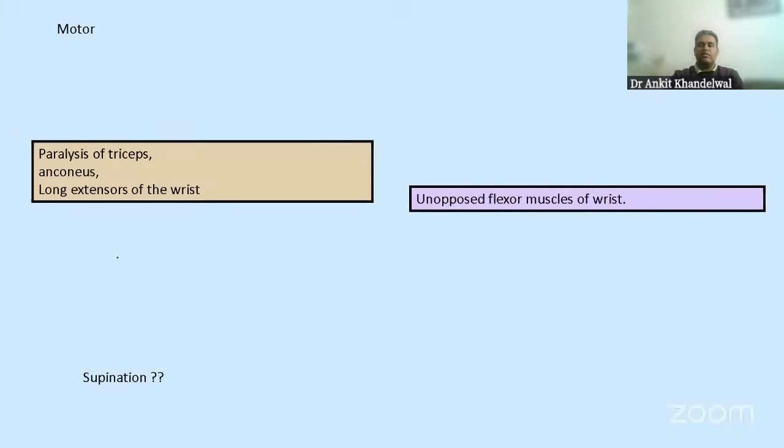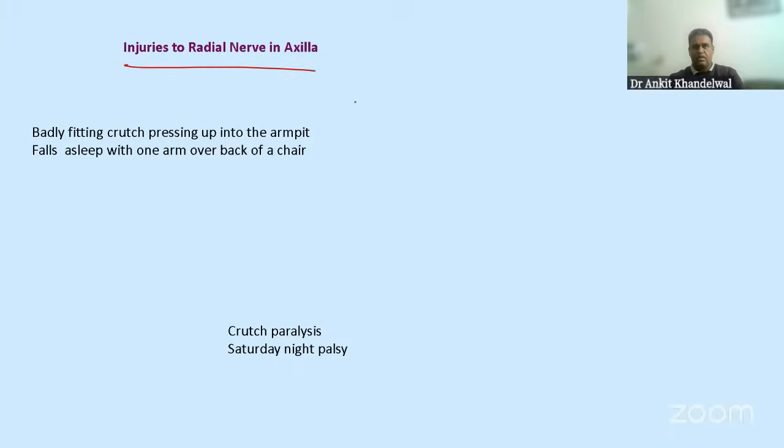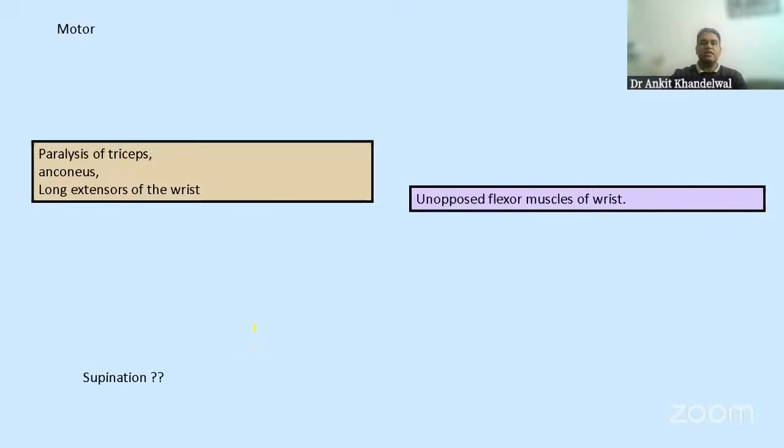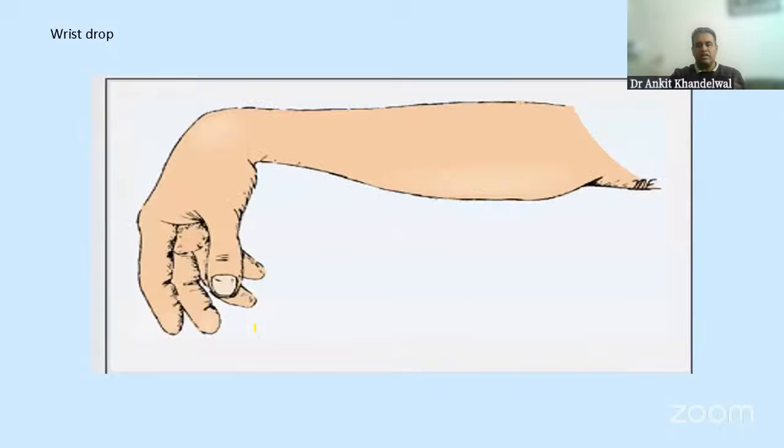Okay, radial nerve. See, injuries of the radial nerve come at many levels. One is in the axilla, so let me use a highlighter. Ill-fitting crutches, axilla, radial nerve problem. Okay, so crutch palsy and Saturday night palsy can be there. Then see over here, these are all the features of it. Okay, so motor loss and wrist drop would be there.